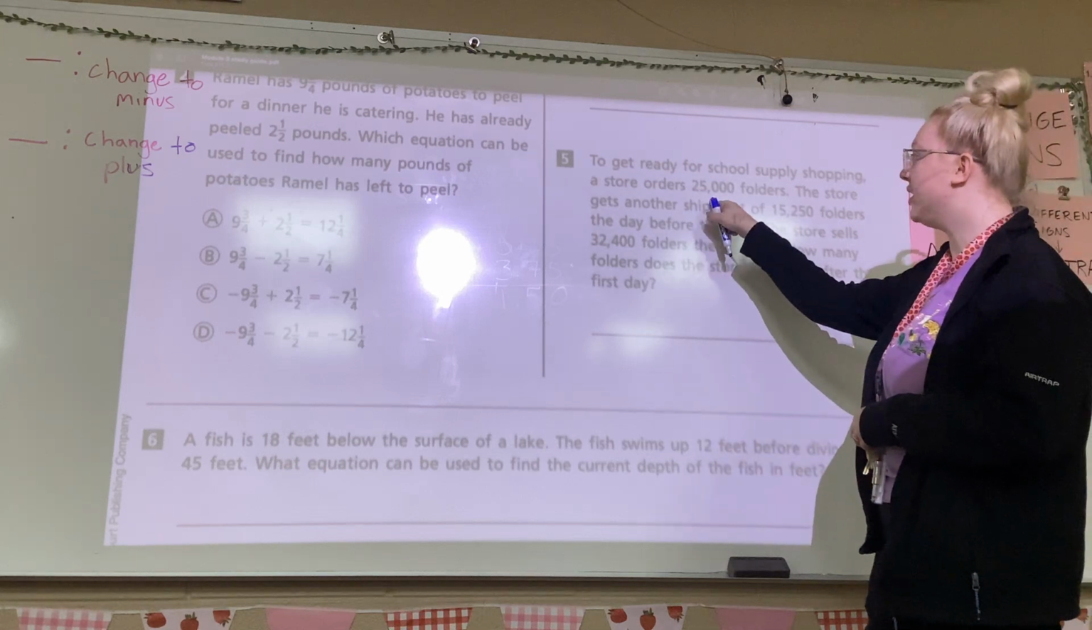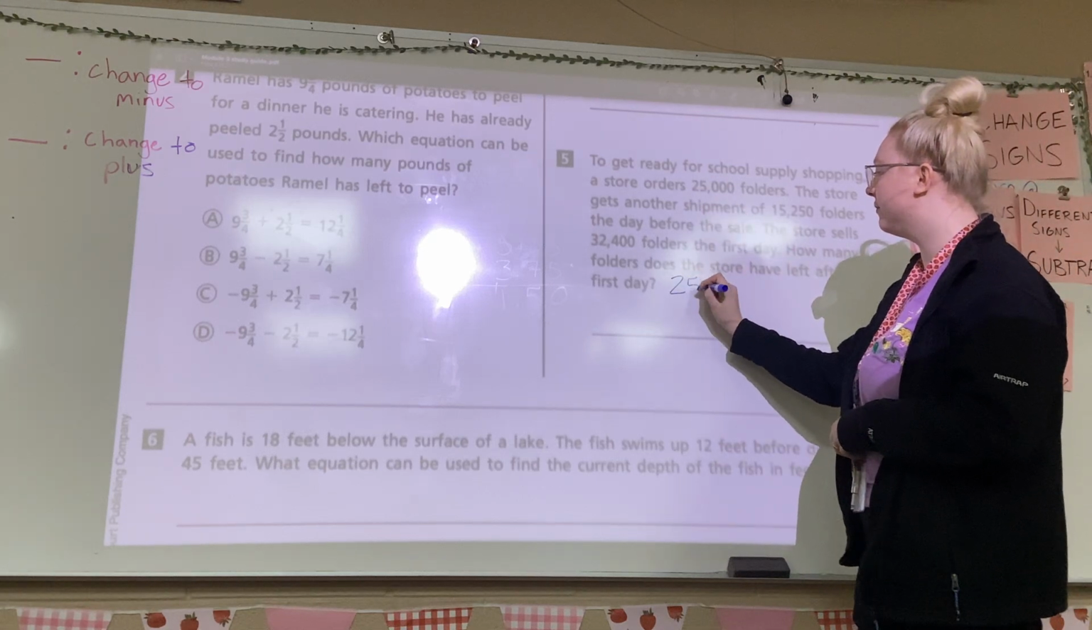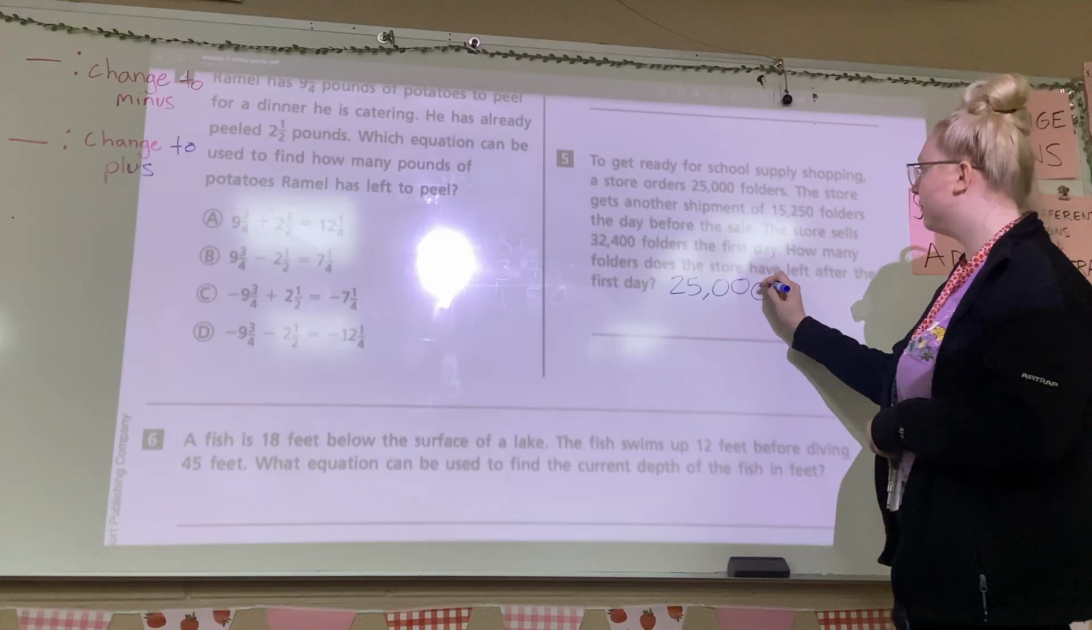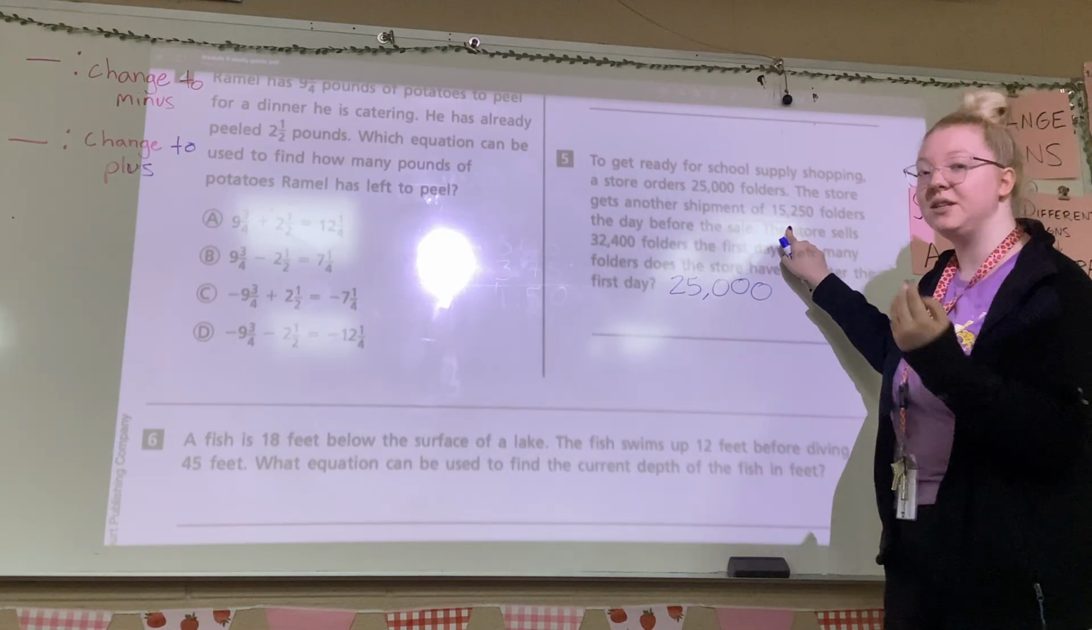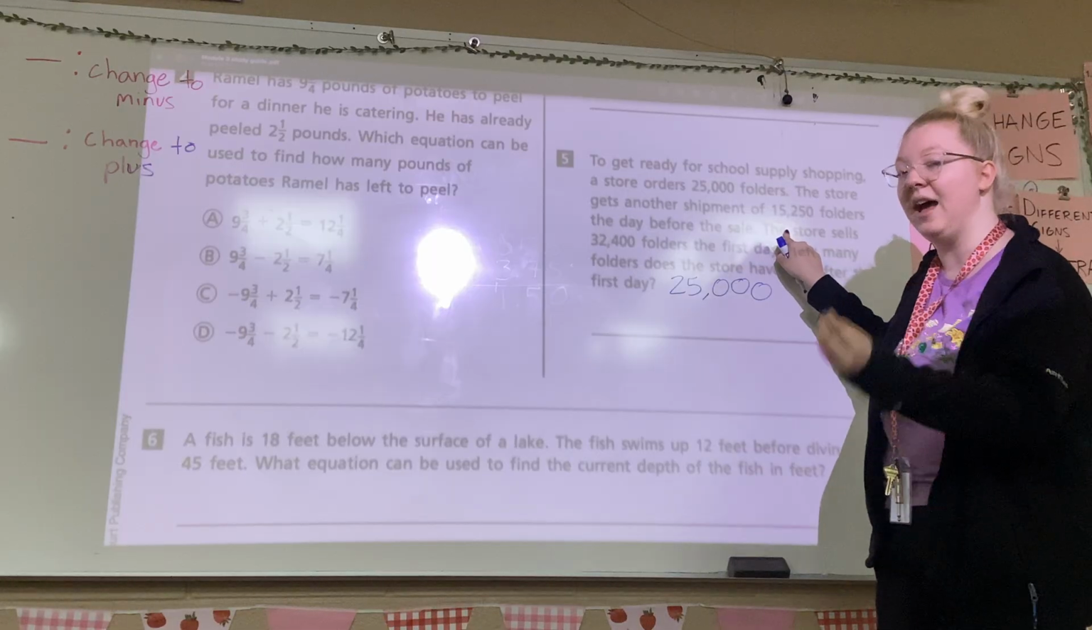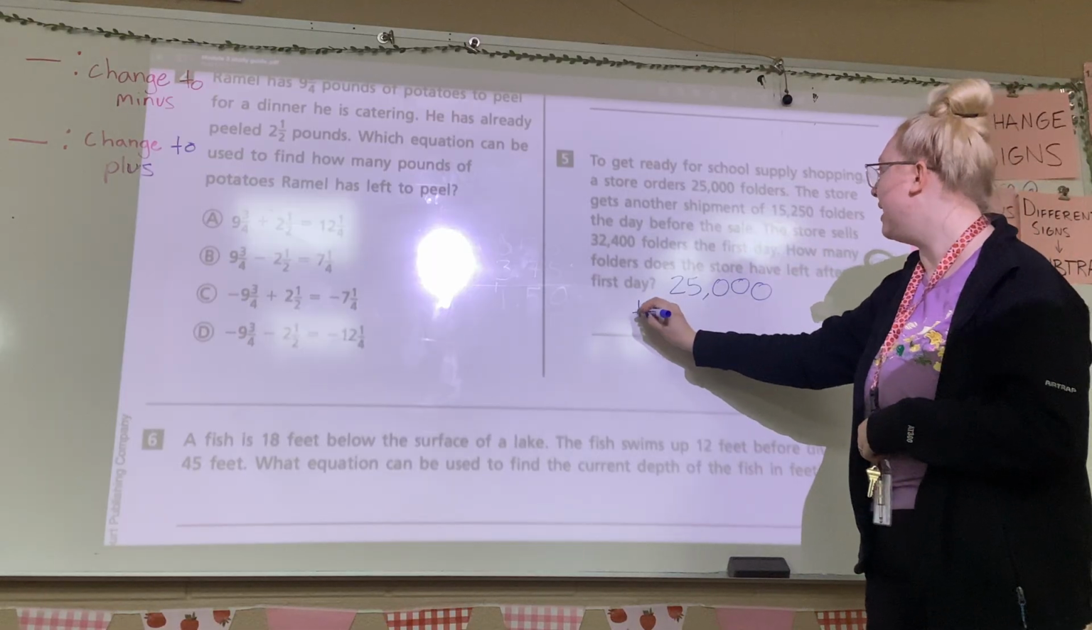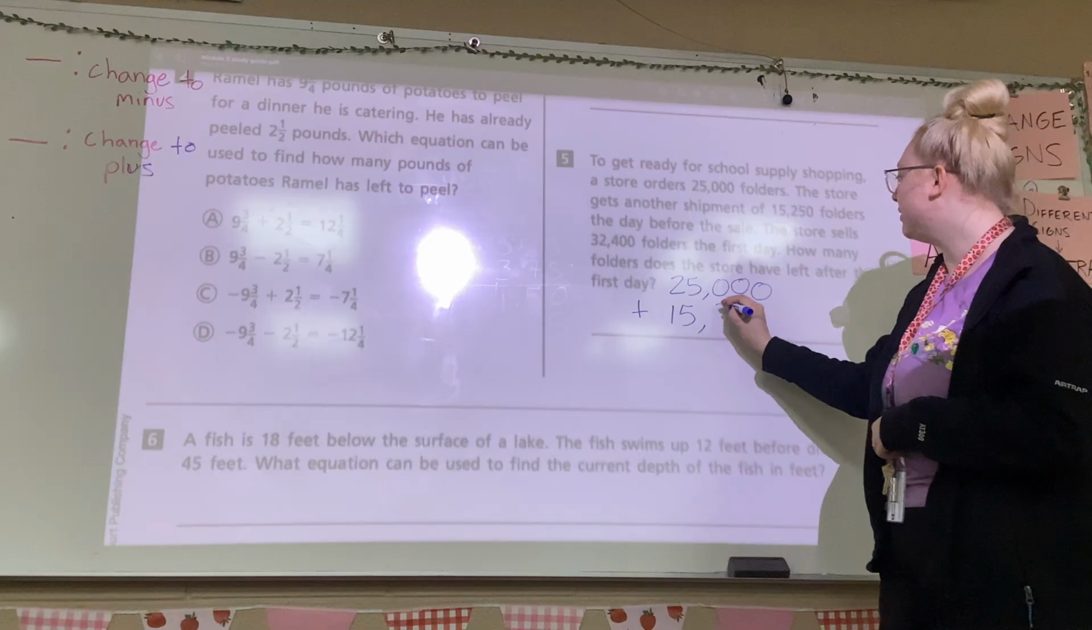All right, we start with 25,000. Okay. Then they get another shipment. If they get another shipment coming into the store, that's going to add to their supply. So we're going to add 15,250.